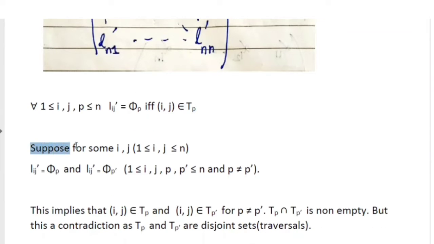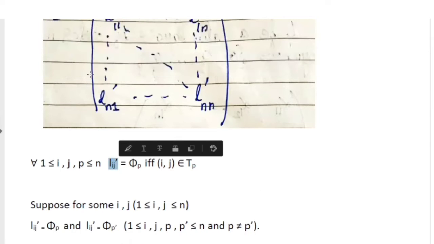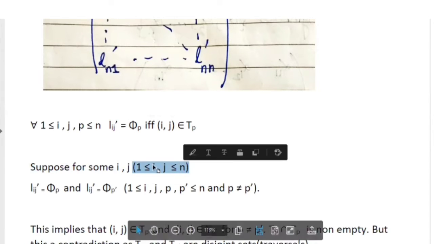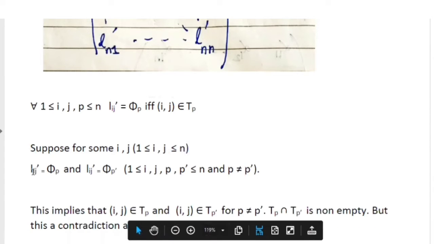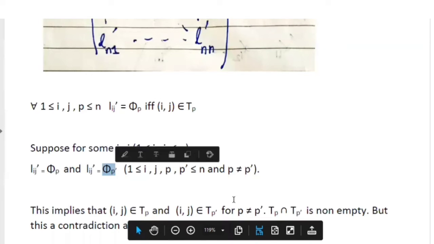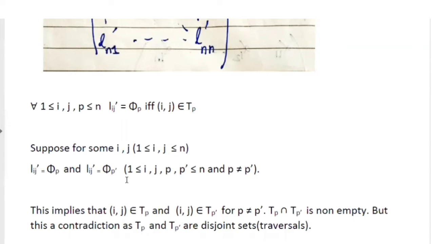Okay. What we need to prove is that Lij dash is unique. Now we are trying to prove that this Lij dash is well defined and this matrix L dash is well defined. For that, the first step is to prove that Lij dash is unique. So let us assume for contradiction that Lij dash is not unique. So for some i, j in the range 1 to n, let us say that Lij prime is equal to phi p, and also Lij prime is phi p dash, where p is not equal to p dash, and p and p dash are in the range of 1 to n.